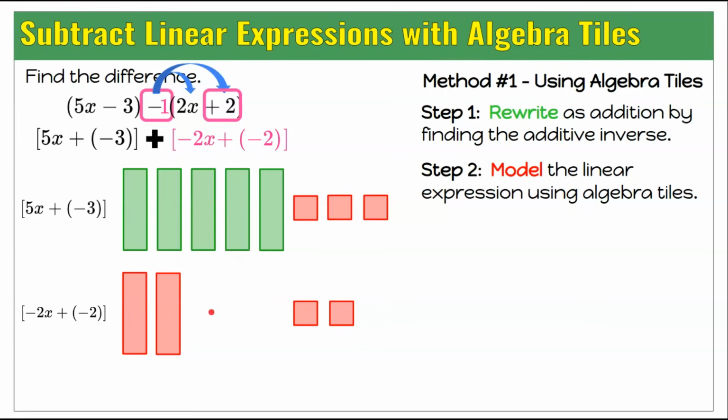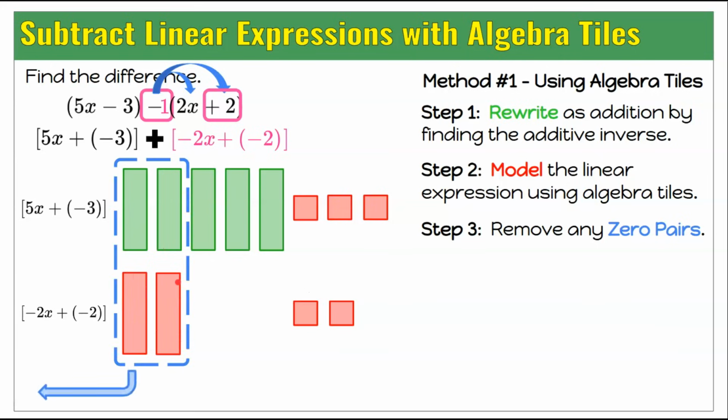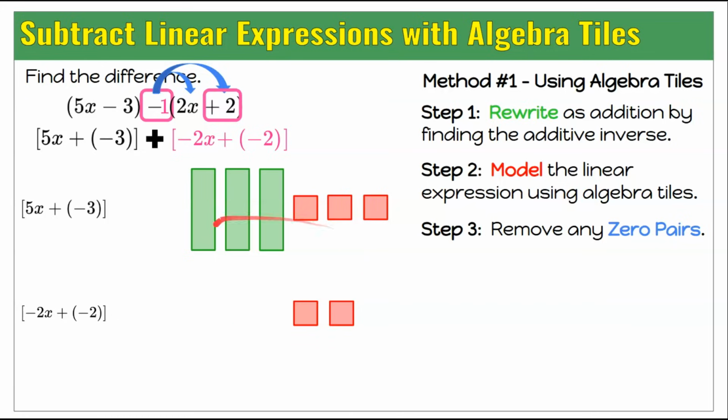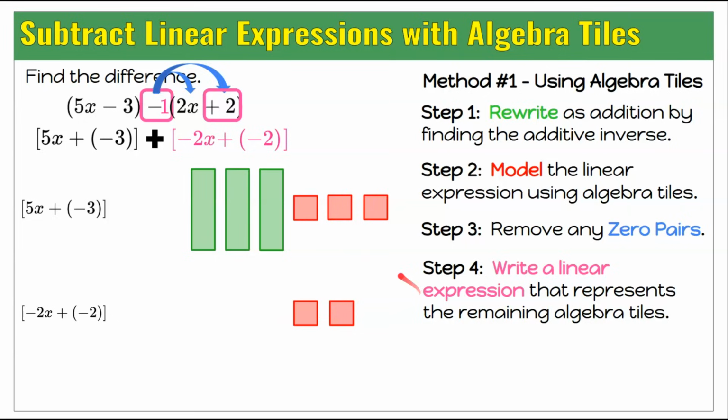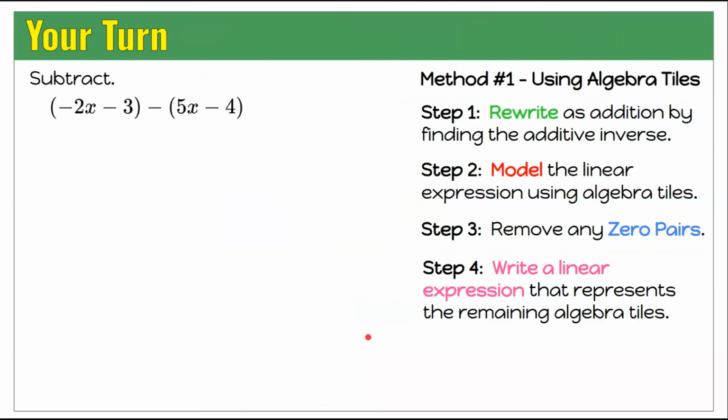All right, so we are ready to do step 3, which is to remove any 0 pairs. So I see the only ones I have that are 0 pairs are these 2x and negative 2x. So I can remove those from my workspace. Now I don't have any remaining opposites. And I'm going to do step 4, which is to write a linear expression that represents the remaining algebra tiles. So I see I have 3 x's and 5 negative integer tiles. So 3x subtract 5.